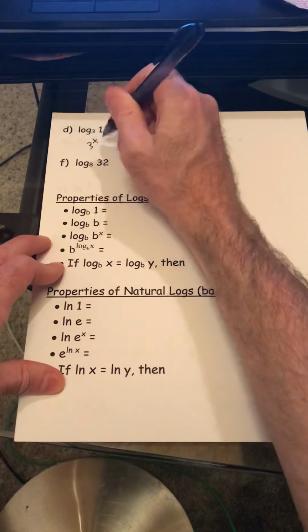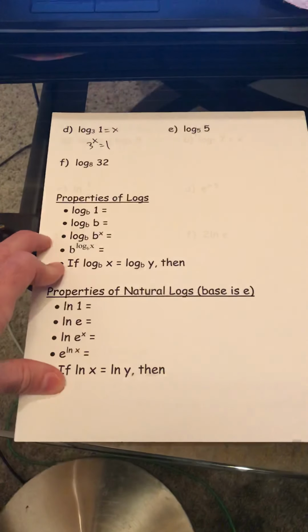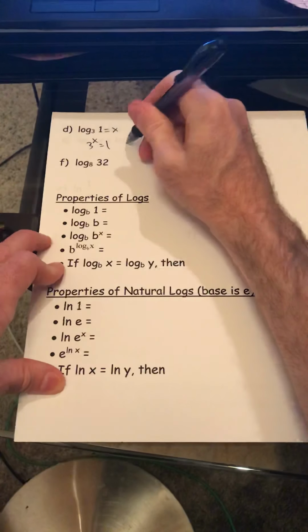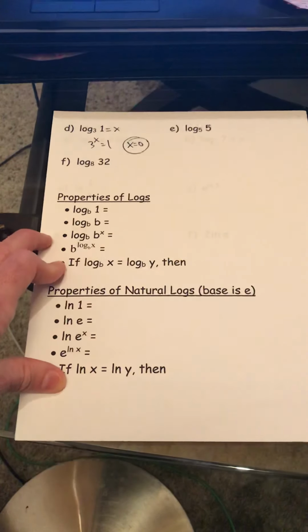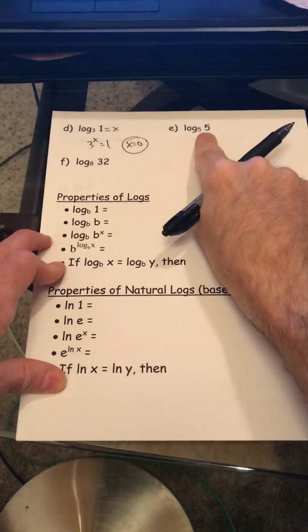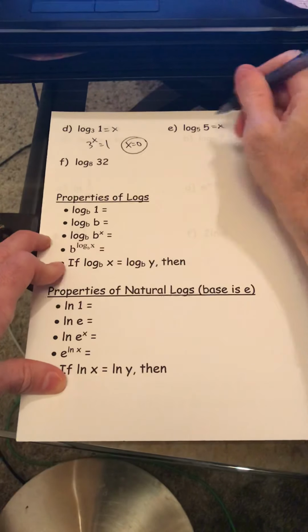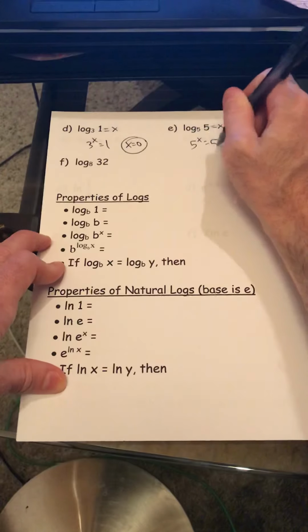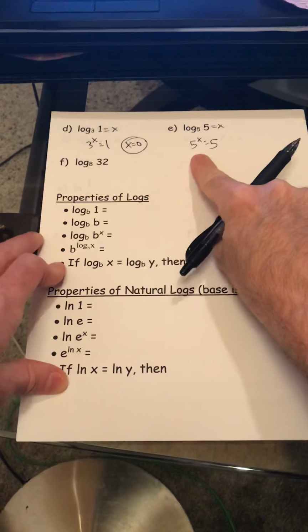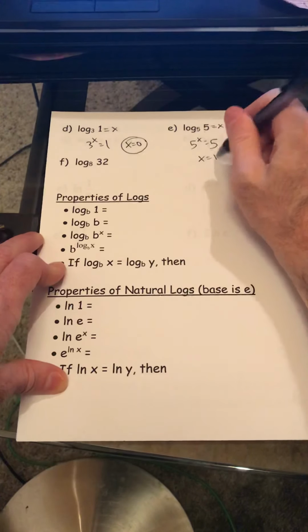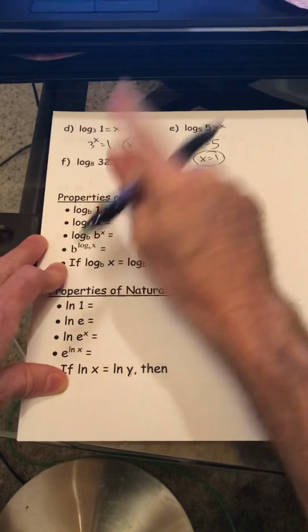The next one, log base 3 of 1. So 3 to the x equals 1. If I need an exponent to make something 1, it's 0. Log base 5 of 5. So 5 to the x equals 5. Probably the easiest one yet. X is 1.